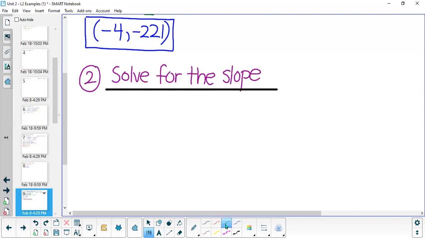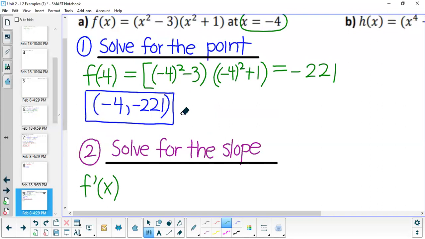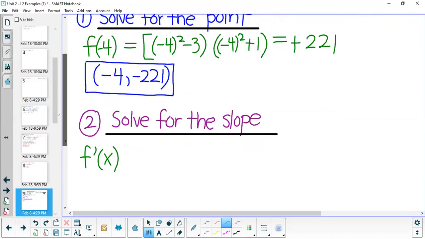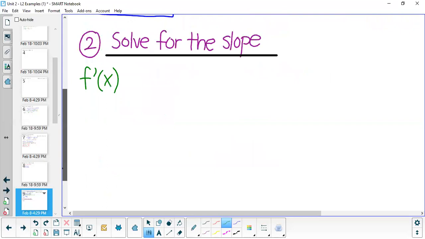Sorry, I think your point might be wrong. -4, -221. That's what I have here. Because -4 squared is positive. Positive 16, but then you have to multiply the 2. Oh, positive 16 minus 3. It's 13 times, which is a positive. Oh, yes, it is positive. Thank you very much for that. Positive 221. Great. That does work out later on. Okay, so we have positive 221.